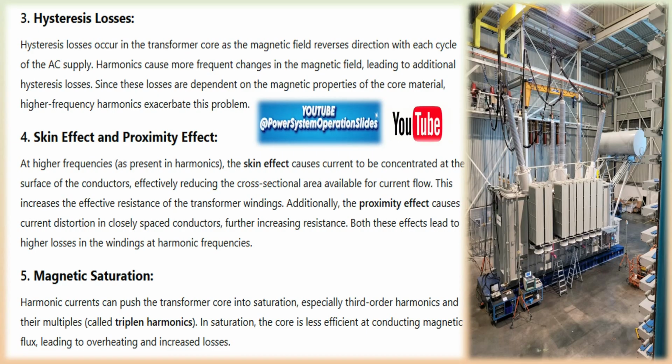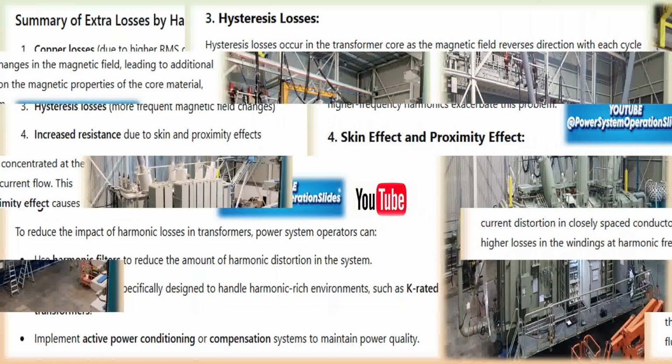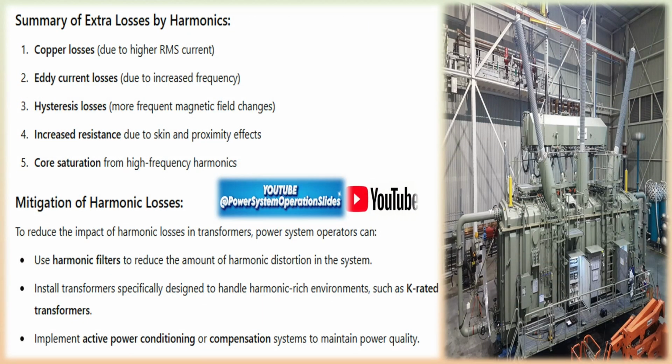Mitigation of harmonic losses. To reduce the impact of harmonic losses in transformers, power system operators can use harmonic filters to reduce the amount of harmonic distortion in the system. Install transformers specifically designed to handle harmonic-rich environments, such as K-rated transformers. Implement active power conditioning or compensation systems to maintain power quality. In your role as a power system operator, understanding these losses is essential for maintaining system efficiency and transformer longevity. By controlling harmonics, you help reduce the extra losses and avoid overheating, increased maintenance, or even transformer failure.